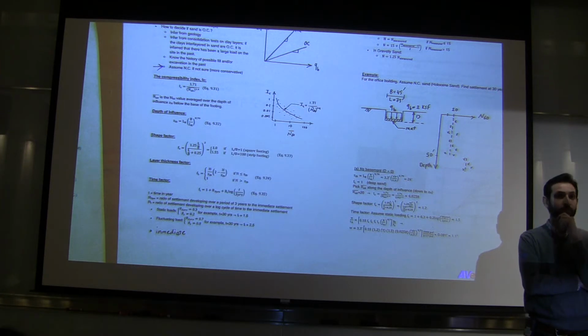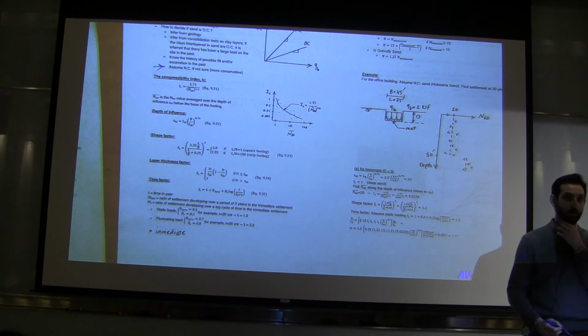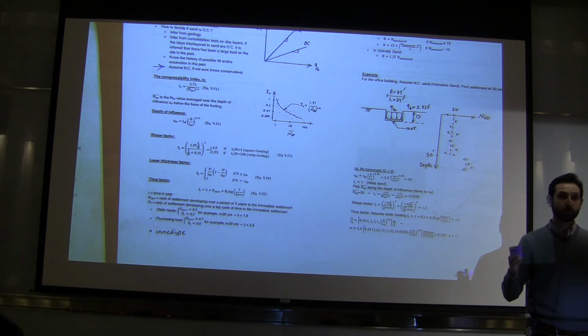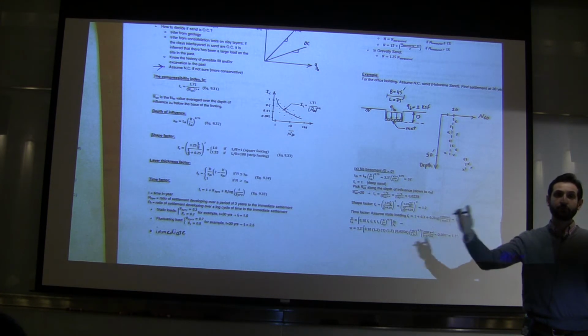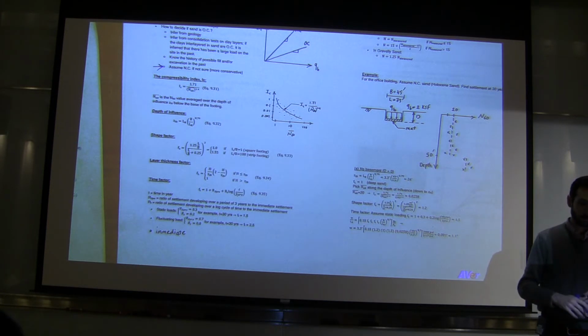3 inches, 3 extra inches, right? So 2.5 times 2 gives 5 inches total, which means your immediate settlement was 2. After 30 years, you're at 5. So the additional settlement that you get due to this loading is 3 inches.